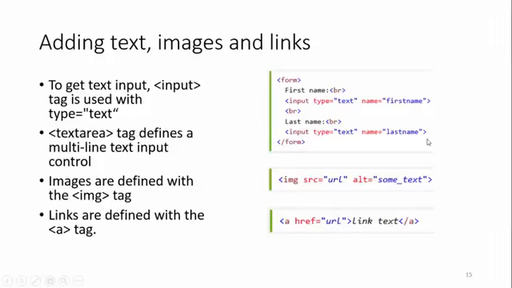In this video, we will get to know how to add text, images, and links. So as you can see, the text can be added using an input type text. The tag is input here, and the type, or nothing but the attribute of input, happens to be text. It defines one line of input field for text input.